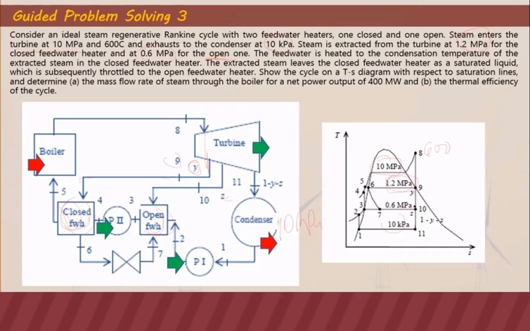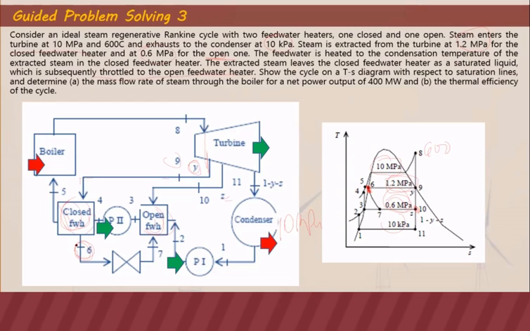So we extract at 0.10 at 0.6 megapascal. The feed water heater is supplied to a condensation temperature of the extracted steam in the closed feed water heater. So the extracted steam leaves the closed feed water heater as saturated liquid. It leaves at this line here as saturated liquid at 0.6. So 0.6 here is saturated liquid, which is subsequently throttled to the open feed water heater.